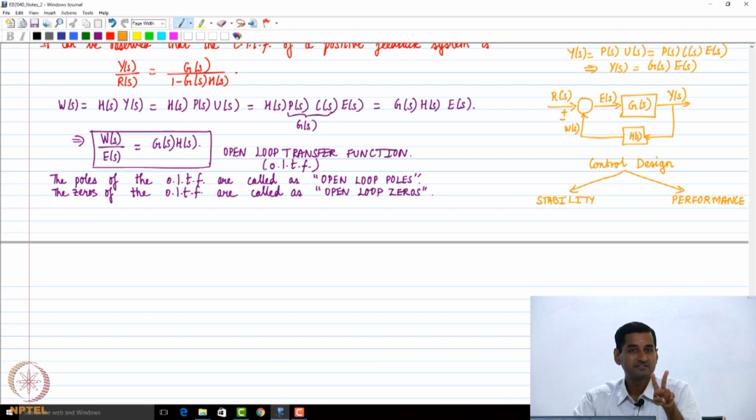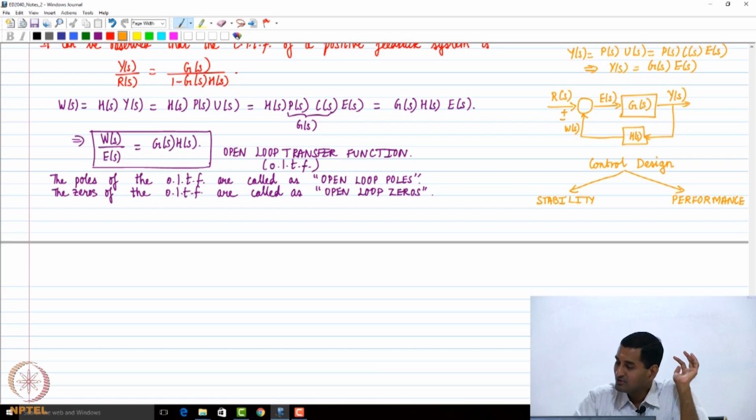Okay, there are two aspects, stability and performance. Both are important, but stability is more important than performance, right? If I do not have a stable system to begin with, I can't even talk about its performance, right? First, I should ensure that the system I am designing is stable. Then we talk about performance.